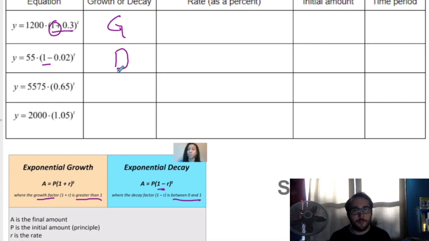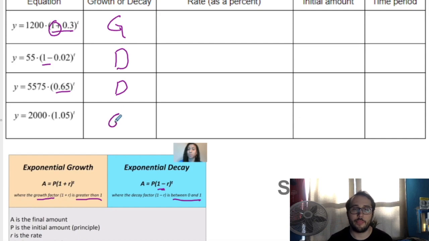But just go back to the fact. If your growth factor is bigger than 1, awesome, it's exponential growth. If it's between 0 and 1, then it's exponential decay. So our growth factor here is 0.65. Is that bigger than 1, or is it in between 0 and 1? It's in between 0 and 1, so it must be exponential decay. Okay, and then the next rate is 1.05. Well, is that bigger than 1, or is it in between 0 and 1? Yeah, it's bigger than 1, so that means that must be growth.